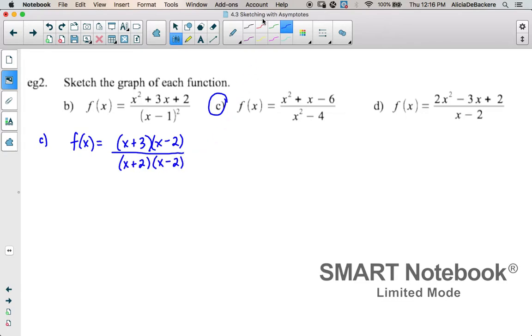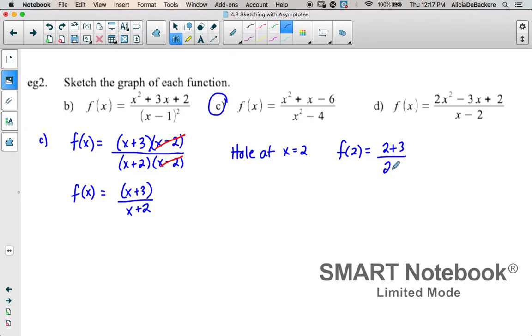And once I've got it factored, I can cancel common factors. And I can see here that I have a hole at x equals 2. To find the height of that hole, what I can do is just plug 2 into the resulting function. For the rest of the question, I'm going to be using this canceled version of my equation. And so I'm plugging 2 in there, and I see that the height of the hole is going to be at 5/4.